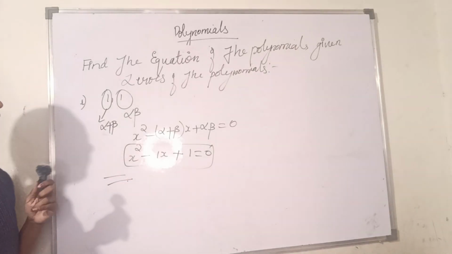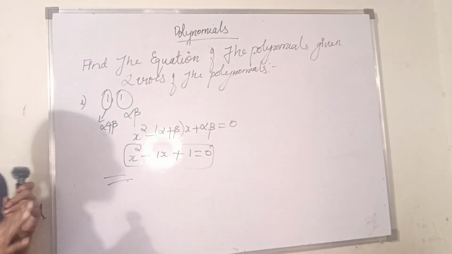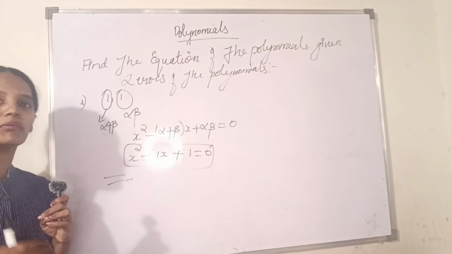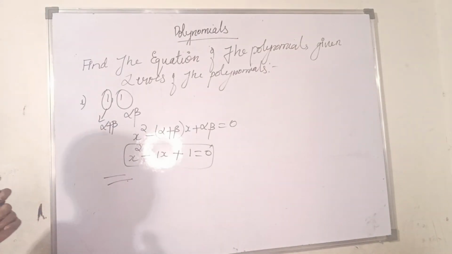Understood? I think this is the last topic of the chapter, and we have covered the curve part. We have covered proving the relationship between the sum and product value. Then this is the last part of this chapter.